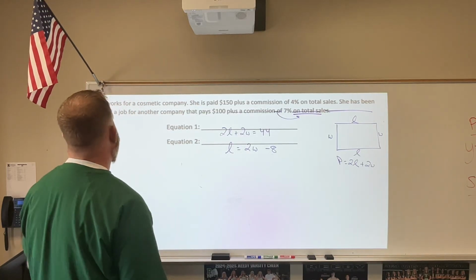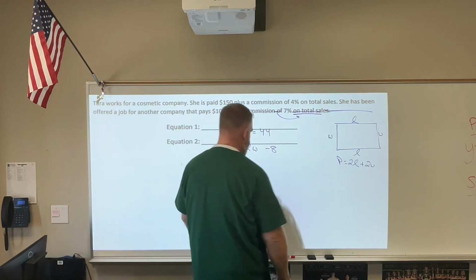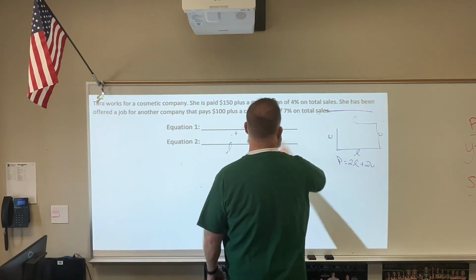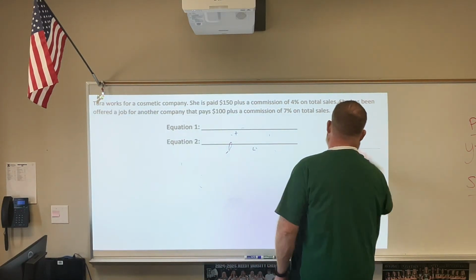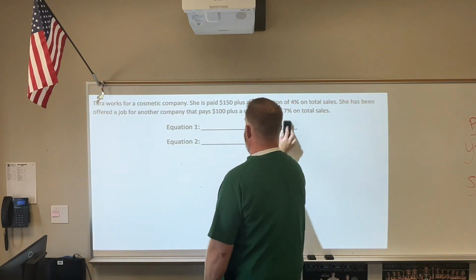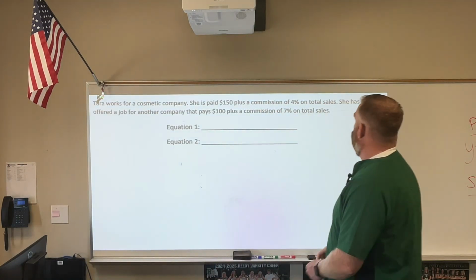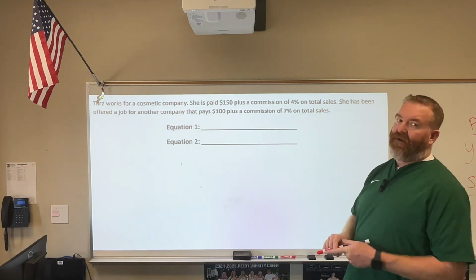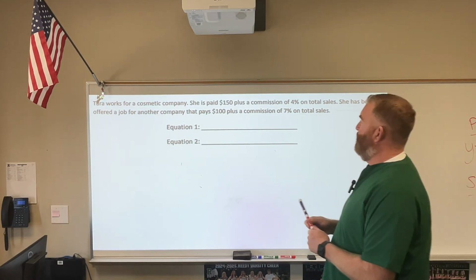Moving on. Tara works for a cosmetic company. She is paid $150 plus a commission of 4% on total sales. All right, here we go. This one's not awful, but it can be very, very confusing. She has been offered another job for another company that pays $100 plus 7% commission. All right, so here we go.